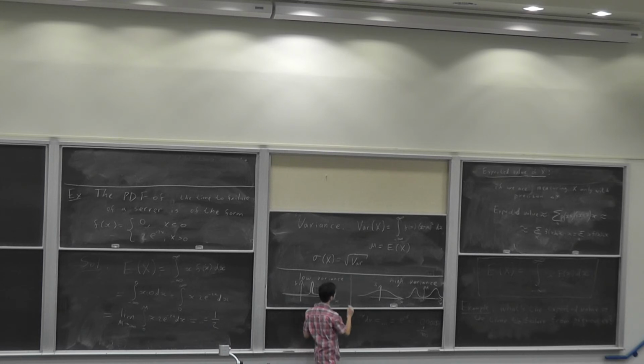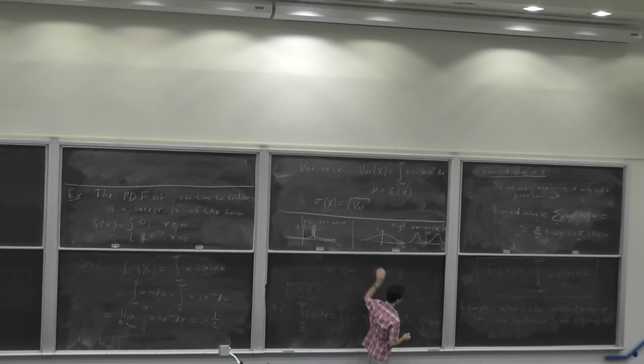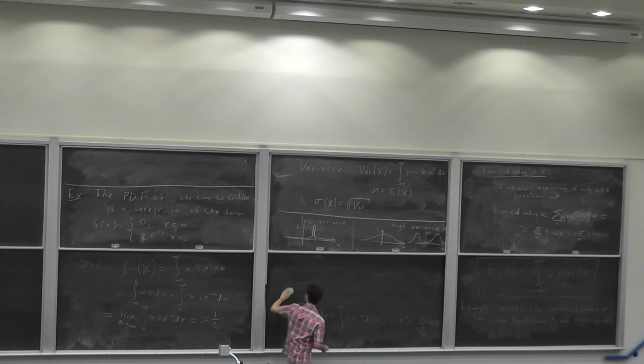So that's the intuitive meaning of variance. It captures how spread out the outcomes are around the average. And basically, finding the variance and standard deviation is just a computation.